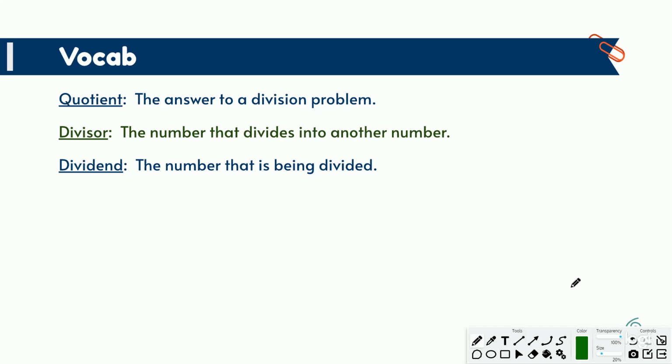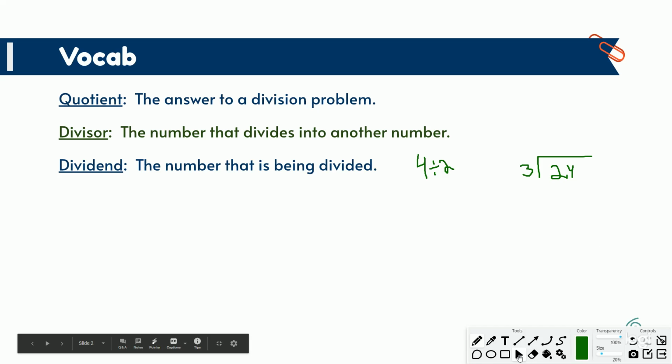And then the dividend is the number that is being divided. So that would be the first number. So again, if we had 4 divided by 2, the 4 then is the dividend. The 2 is the divisor. The answer is the quotient. And if we have it as long division, the dividend for this one would be 24. The divisor is 3, and the answer would be the quotient.